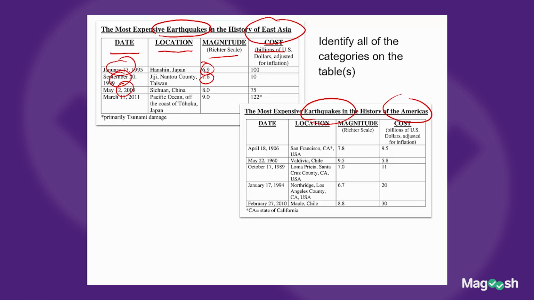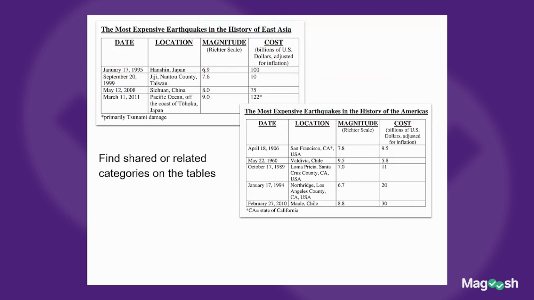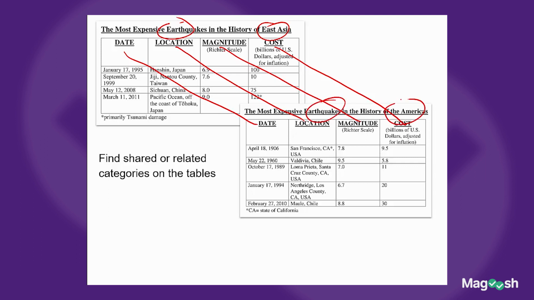Okay, so that's what we have for this one. These headers at the top of each column, and in the title, we get these major pieces of information that are covered on the table. All right, now we're supposed to find shared or related categories on the table. Okay, we've already discussed this. Lots of similarity. In fact, exactly the same categories between the two tables, and we're looking at the exact same data up here. So we should, in our response, be able to have an easy time making comparisons between the two charts, since they're basically exactly the same information.